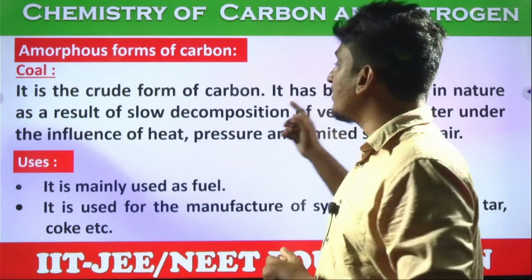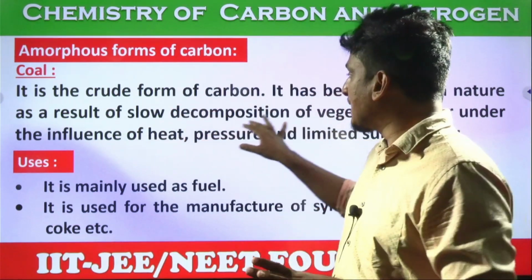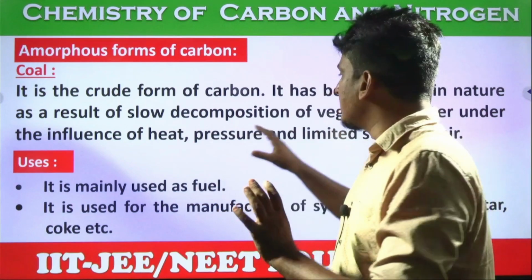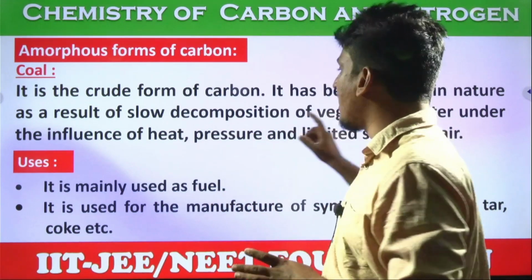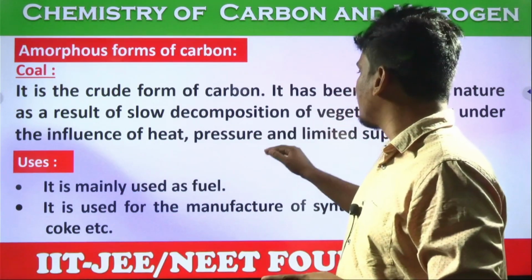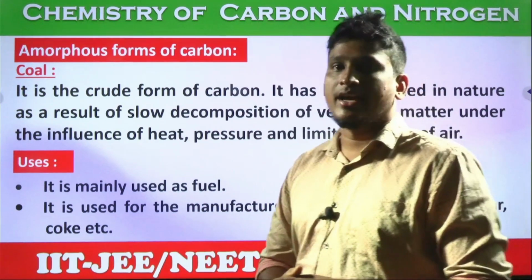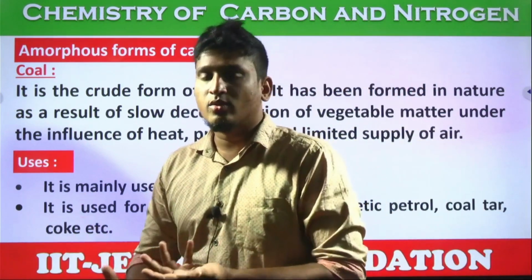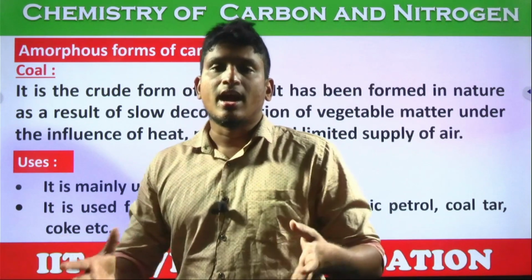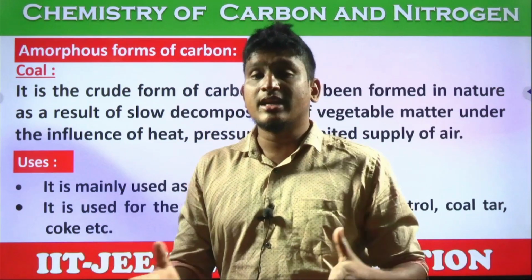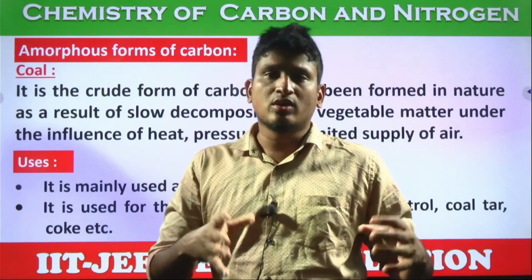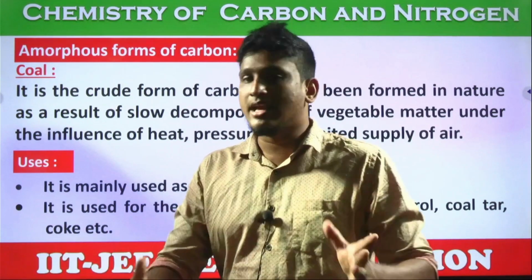It has been formed in nature as a result of slow decomposition. It's not a decomposition, it's like carbonization of vegetable matter under the influence of heat, pressure and the limited supply of air. The coal is formed. Like where the coal is used for the energy sources, or no? And after destructive distillation, we will get different forms of coal like coke, coal tar, coal gas. Each one has different uses.